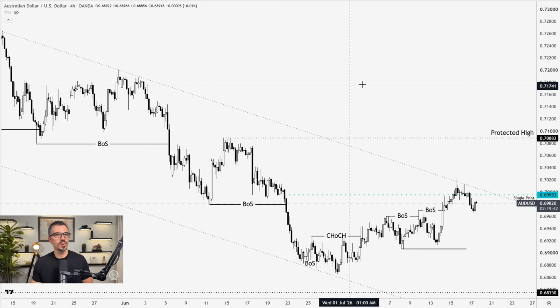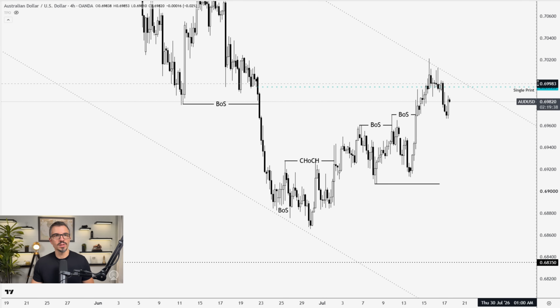Okay, so moving on to the Australian dollar. What we talked about in the last video was this single print up here, just below 70. And what you'll notice is that we did tag this. So we tagged the single print, we mitigated this area, so we can now take this off. We've come up here, we've mitigated the inefficiency back here.